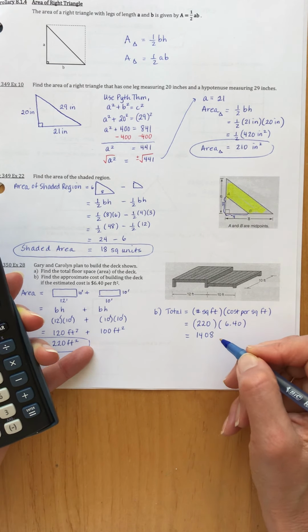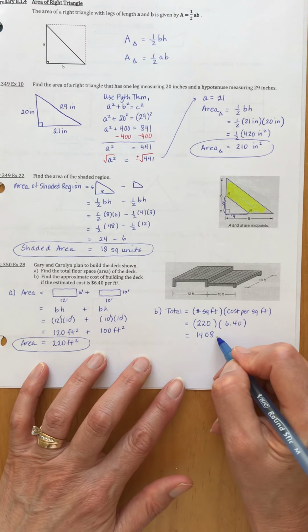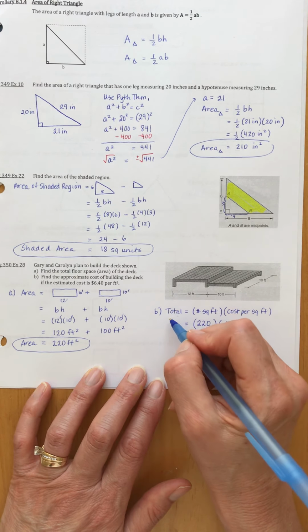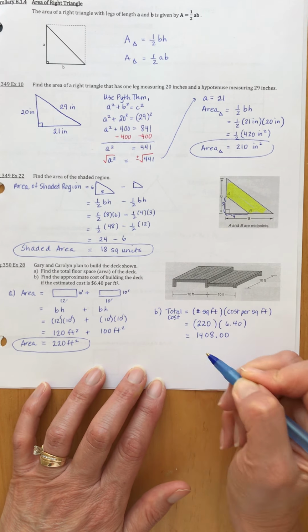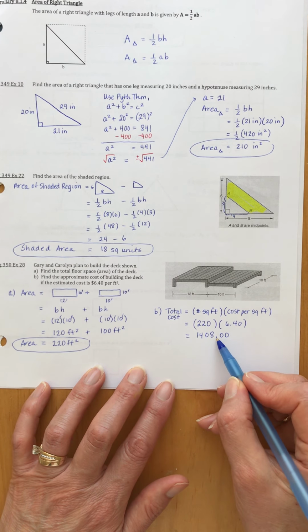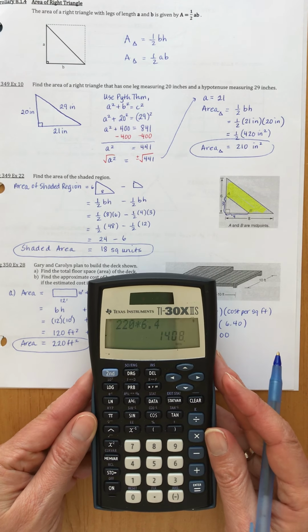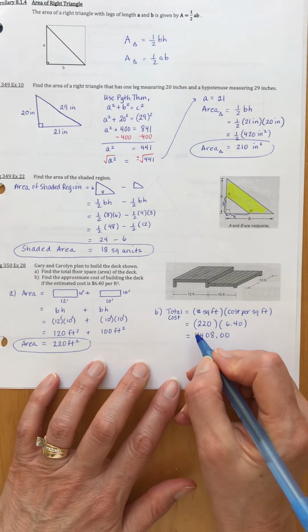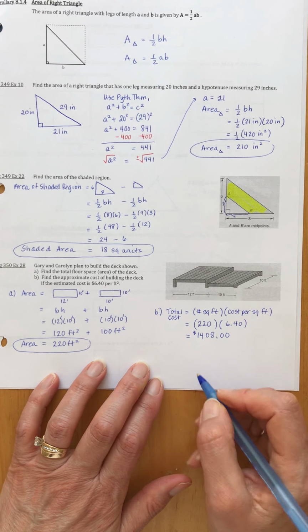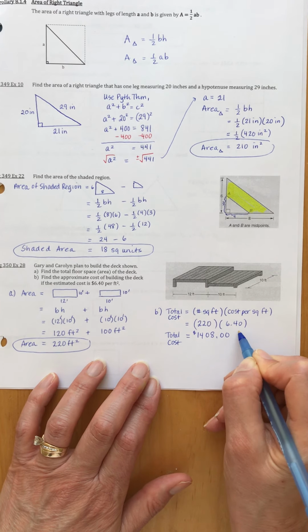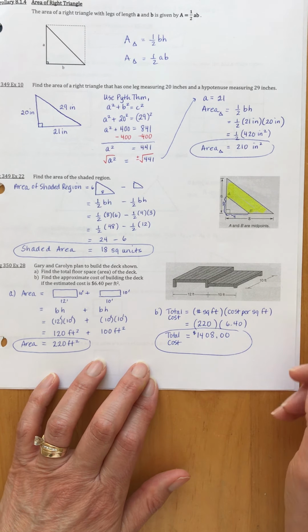1408. Okay, and we want two decimal places, 0.00, since it's money, because we're talking about total cost. I forgot to put that word in, total cost. So it's money, so we're going to put the decimal, but you can see when you do the multiplication, you just get 1408. Okay, and we want to also put a dollar sign on it to represent money. So this is our total cost. And that's our final answer for part B.